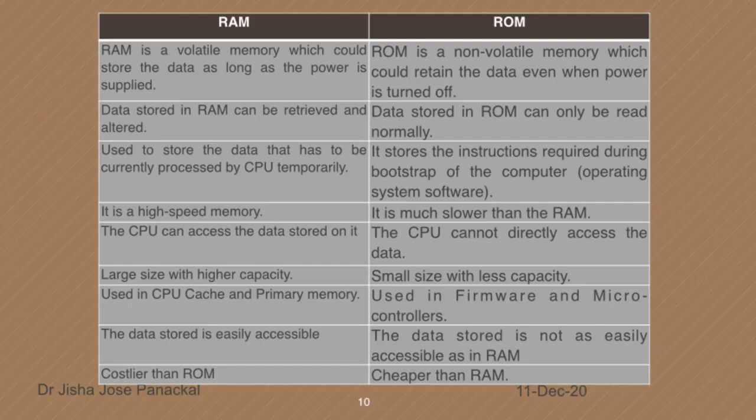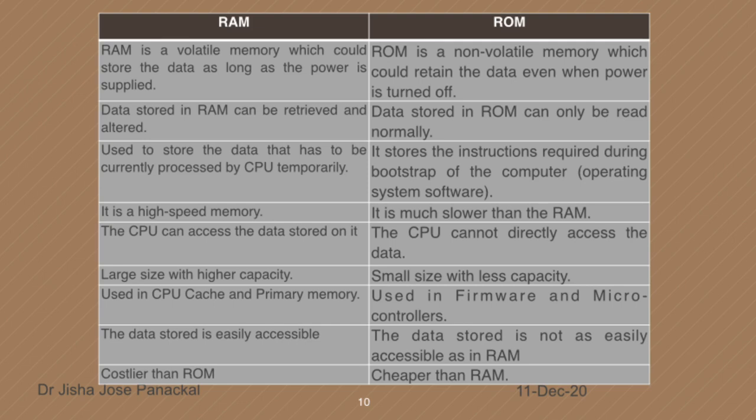Bootstrapping is the process of loading the operating system into the computer's main memory in order to make the computer work efficiently. The next parameters that distinguish both are speed, cost, size, etc. RAM is high speed memory, while ROM is slower than RAM. The CPU can access the data stored in RAM directly, but the CPU cannot directly access the data stored in ROM. It can be done with the help of RAM. RAM has a large size with higher capacity, but ROM has a small size with less capacity.